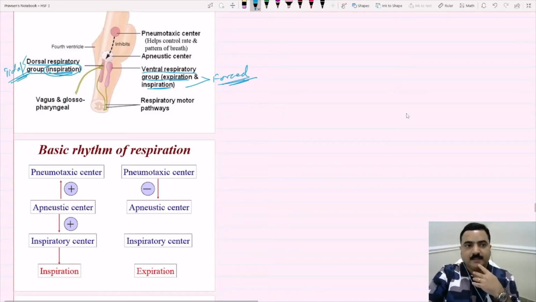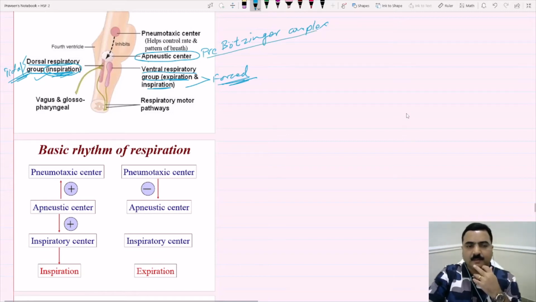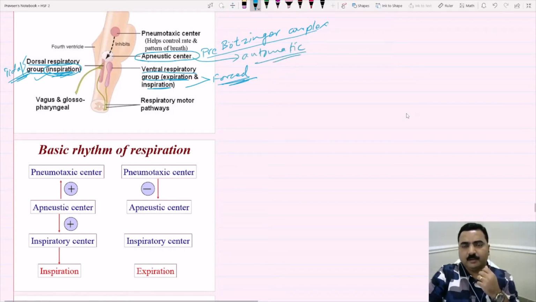First let us study the dorsal respiratory group of neurons. That is your inspiratory center. To control the dorsal respiratory group of neurons, we have the apneustic center, otherwise also referred to as the pre-Botzinger complex. This is a newer name for this location where the automaticity is seen. So the apneustic center is automatic. The neurons are automatic in nature and keep on firing impulses.